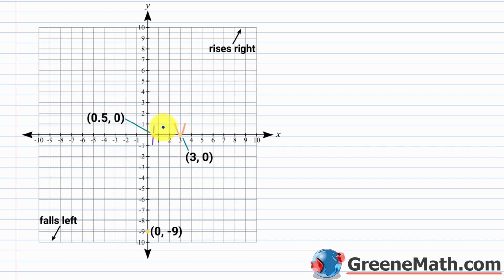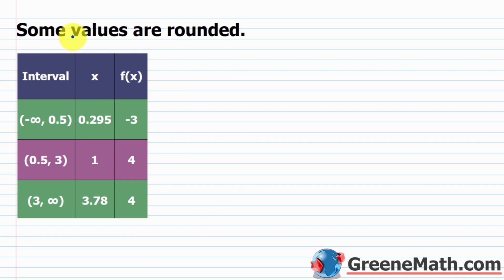Then you're going to do the same thing. You're going to pick an x value between 1 and 3, and then you're going to do the same thing, and you're going to pick an x value that's greater than 3. So let's come back down, and I have here some values are rounded.